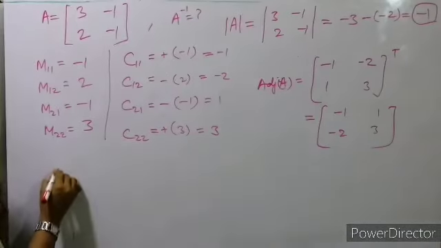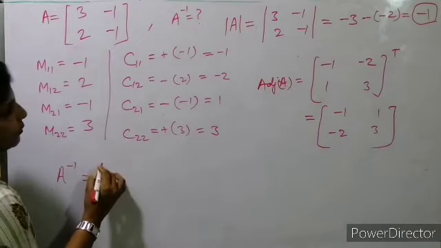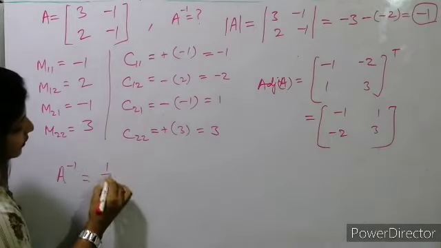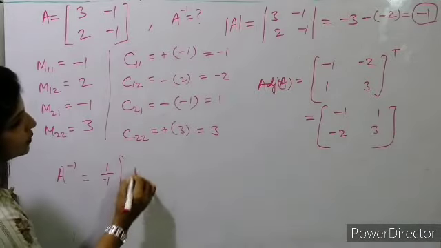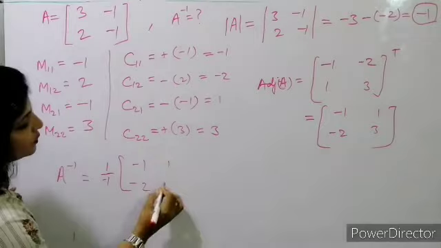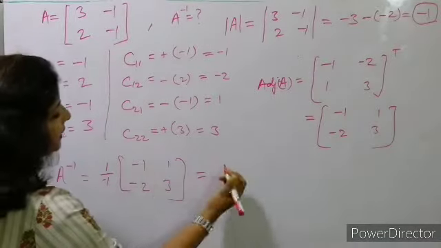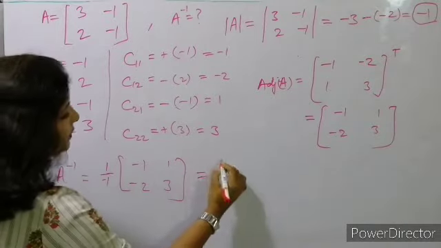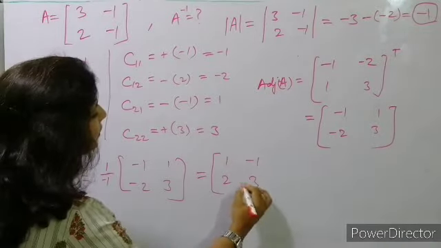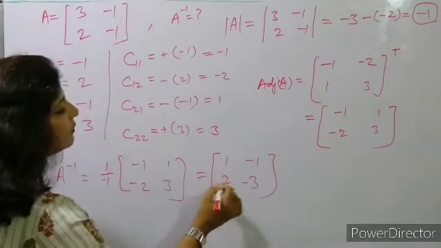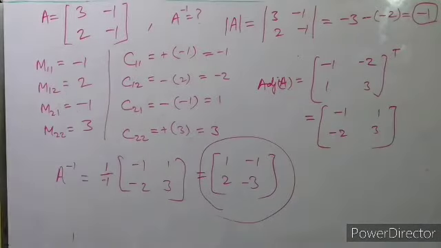Now we have to find the inverse. The value of A inverse will be 1 upon minus 1, which is minus 1. So minus 1 times the adjoint. Multiplying by minus 1, the resultant matrix will be 1, 2, minus 1 and minus 3. So this will be the inverse of this matrix A.